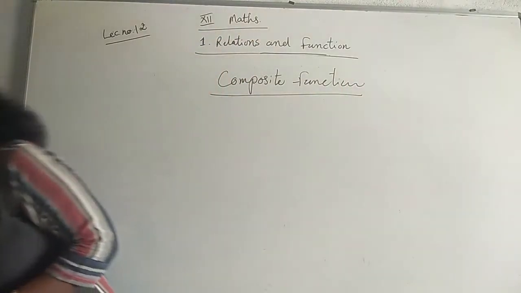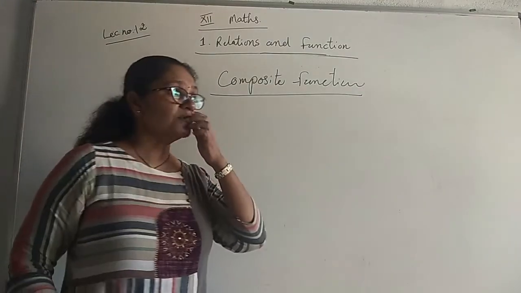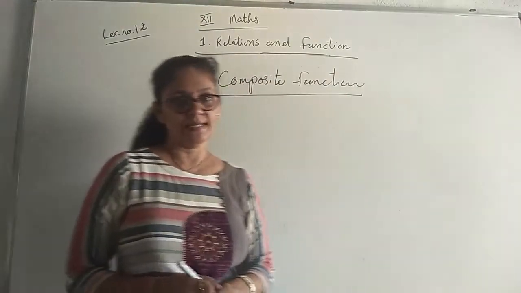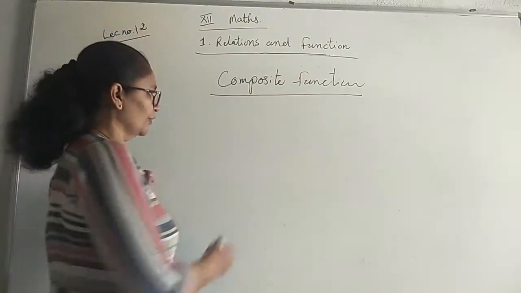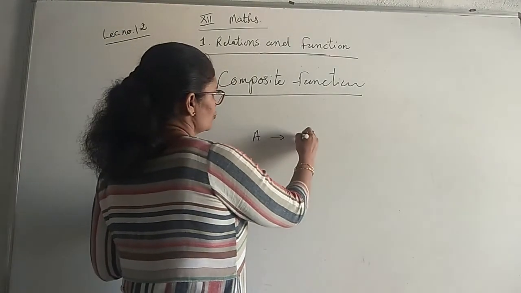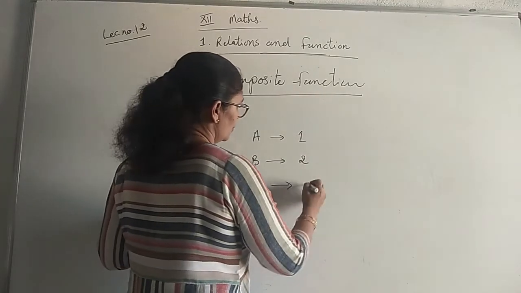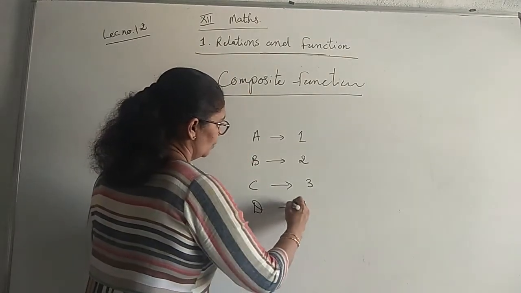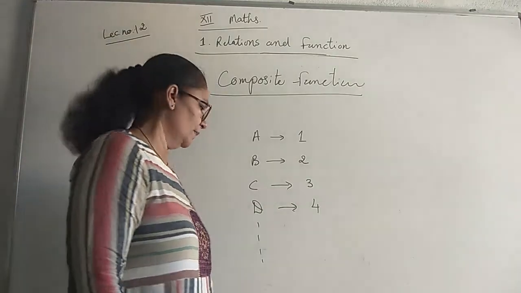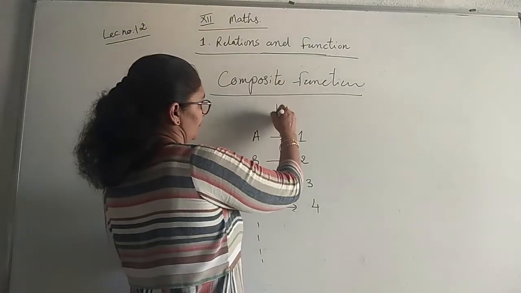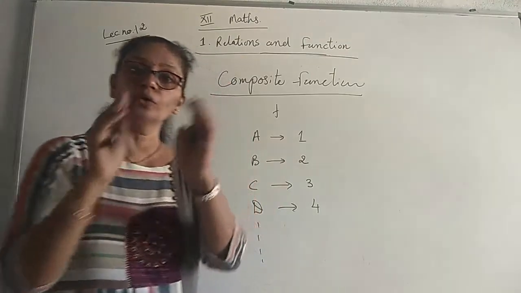First, what do you mean by composite function or composition of a function? See, suppose we take one example in your class. Suppose you are 10 students or 60 students, so we have allotted a roll number. Suppose student A has roll number 1, student B has roll number 2, student C has roll number 3, student D has roll number 4, and so on. That way we have allotted a roll number. Now this is your one function, first function f, that with every student one roll number is allotted.